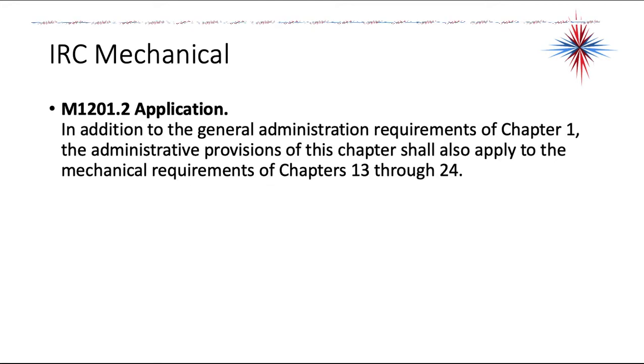In addition, the general administration requirements of Chapter 1 shall apply to the mechanical requirements of Chapters 12 through 24. So whenever you're looking at codes, make sure you know what's in the reference chapters, because even if it's not outlined in Chapters 13 through 24 or 12 through 24, make sure that you know what's in Chapter 1. Everything here is added to Chapter 1.